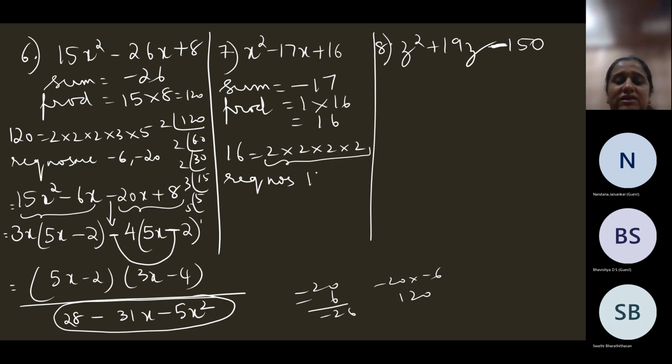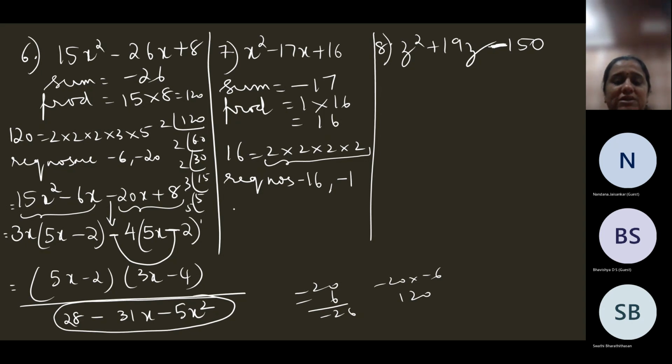So that will give you 16 and 1. 16 ones are 16. You must make use of all these numbers, 16 and 1, because the sum is 17. So you know that 16 and 1 is 17. And as Nandana correctly said, minus 16 minus 1. Minus 16 minus 1 is minus 17. And when you multiply, you will get plus 16.